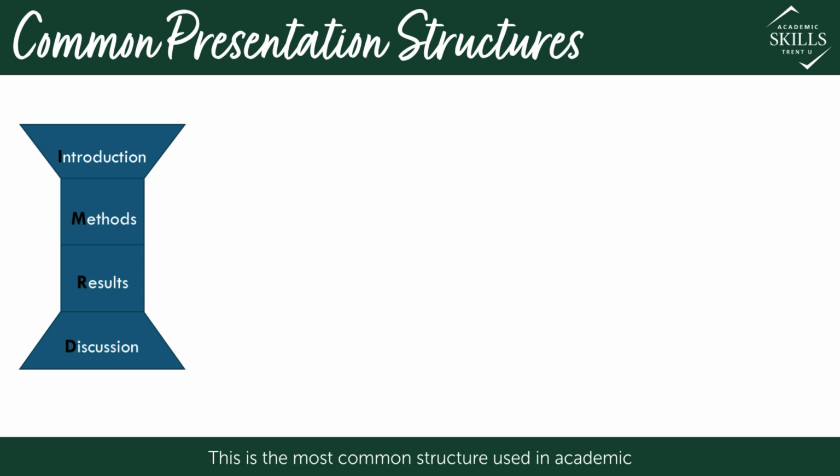This is the most common structure used in academic work. You may be familiar with it from reading academic journals. It is most commonly used in the sciences, but can also be found in humanities work. This structure involves beginning your presentation broadly by introducing your reader to the topic area, the background information, the question or problem you are addressing, your thesis, and the importance of the work.